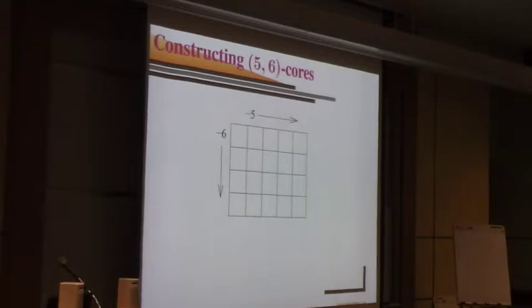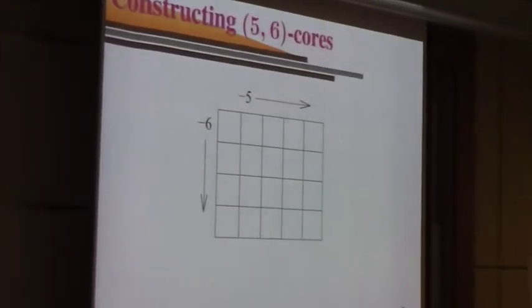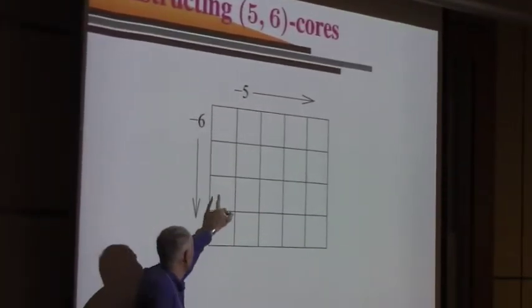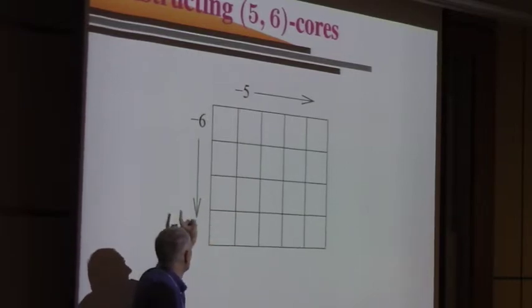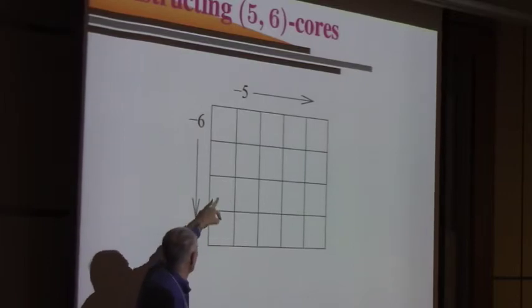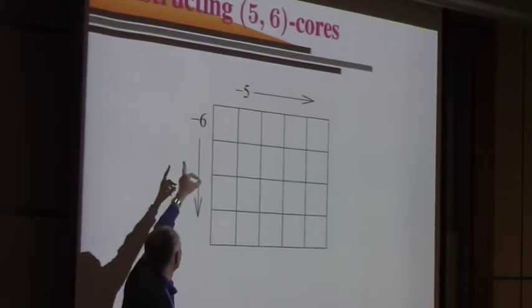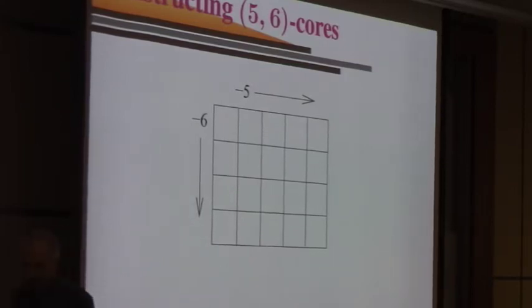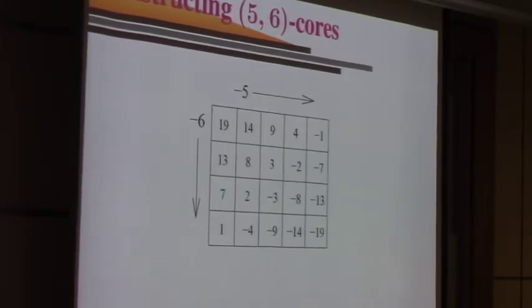So I'll try to explain the connection with, let's say, Dyck paths. Take 5, 6 cores. So we're going to do an n minus 1 by n rectangle, 4 by 5. As you read along the rows, the numbers are going to decrease by 5, along the columns decrease by 6, and we want the whole array to be anti-symmetric.